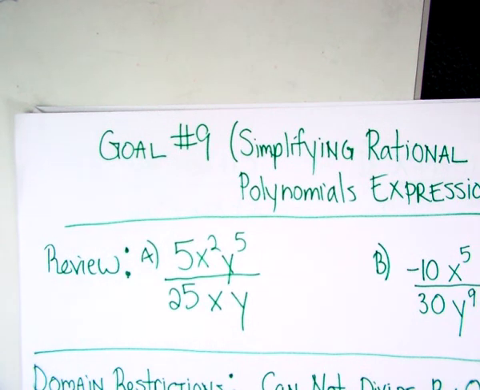For this goal, what we're talking about is simplifying rational polynomial expressions. Let's break that down. Rational means that it's a fraction, polynomial means what we've been doing, and expressions means there's no equal sign involved. So it's basically taking a simple fraction and reducing it. Let's review really quickly the stuff that we learned in P4-P5, some basic rules for simplifying.